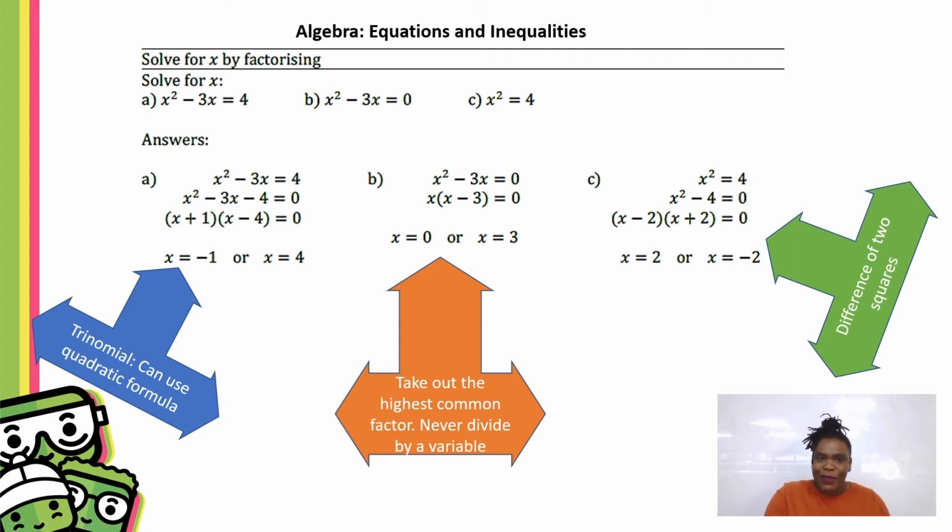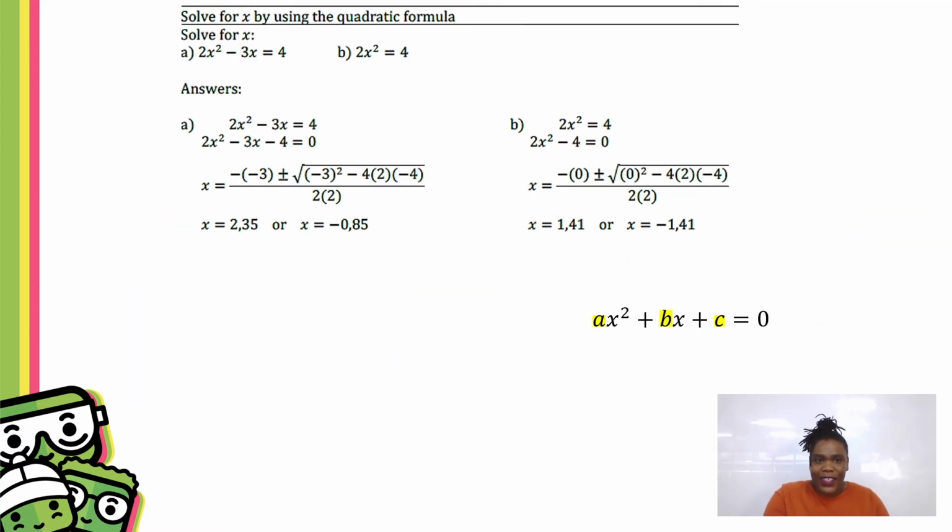So that's the first part. And you're always going to get this question in your exam. The first question is always going to be quadratic equations. Up to you how you want to solve that. Either you use your quadratic formula. If you see that you have two terms, use your null factor law, take out a highest common factor. And if you see a squared number or two squared terms, use a difference of two squares.